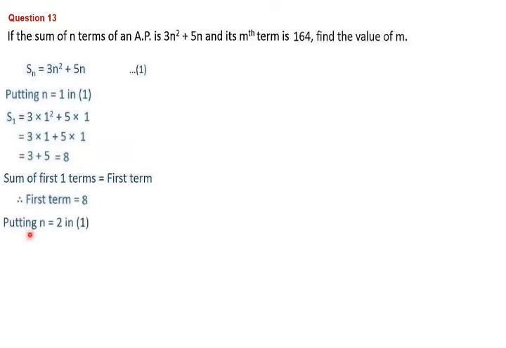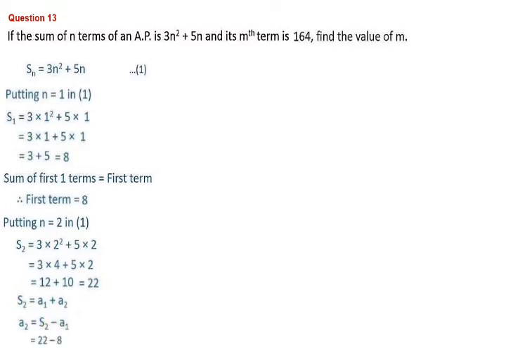Then putting n equal to 2, we will get S2, the sum of the first two terms. S2 is equal to, replace n and put 2, 3 into 2 square plus 5 into 2. That is 3 into 4 is 12, plus 5 into 2 is 10, 12 plus 10 is 22. This is the sum of the first two terms. So S2, the sum of the first two terms, means A1, the first term, plus A2. Actually A1 we are having, so from here A2 only we want, the second term. So A2 means S2 minus A1. Take this A1 to the left. S2 is 22, so 22 minus the first term 8. 22 minus 8 is 14. So we have got the second term.